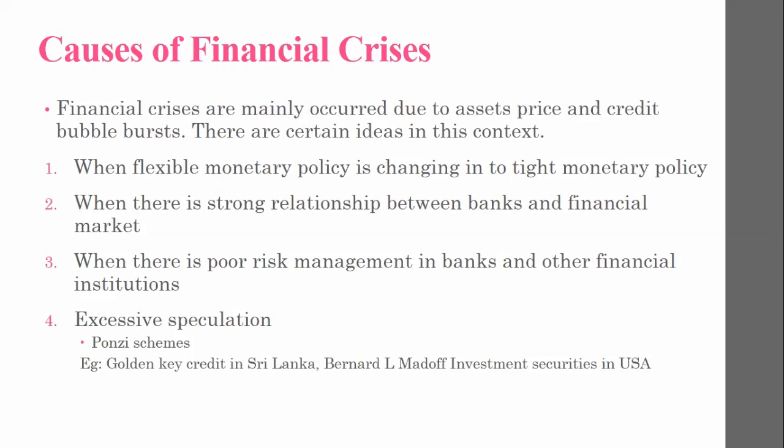So what happened? Because of the flexible monetary policy, the interest rate is lower, so the credit demand is higher and the default risk is lesser. They will use this borrowed money to demand real assets. So the demand for real assets will go up. When the demand for real assets is growing, what happens?